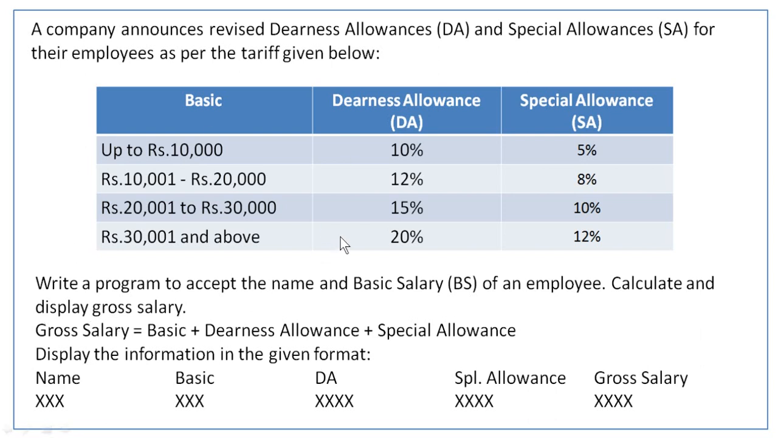So you are going to calculate both the allowances based on the criteria, and then add them up using this formula: gross salary equals basic plus DNS allowance plus special allowance. So all this will be added and stored in gross salary, and the information displayed in the given format. You can see the format given. So you are going to see how to display in this column format. Okay, so let's see the program in BlueJ.